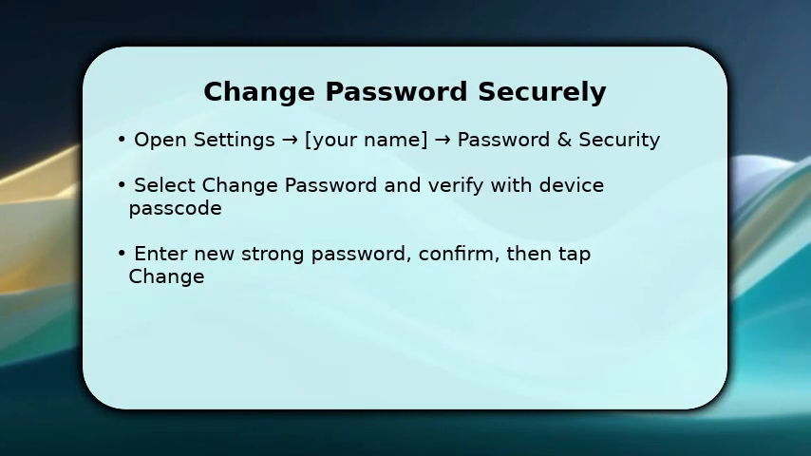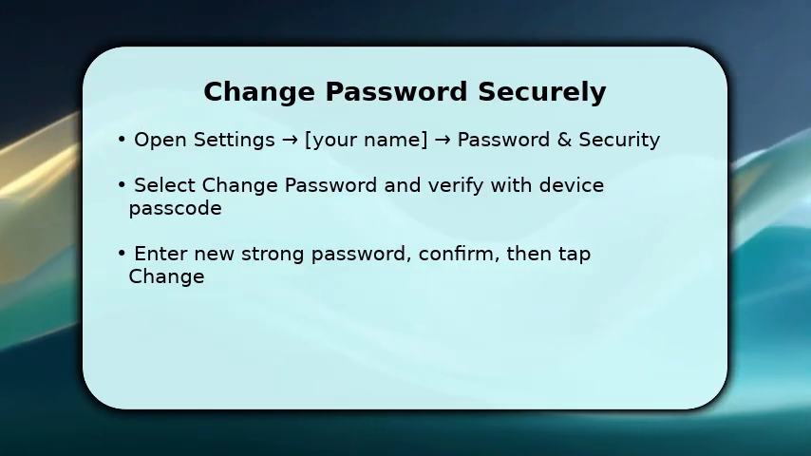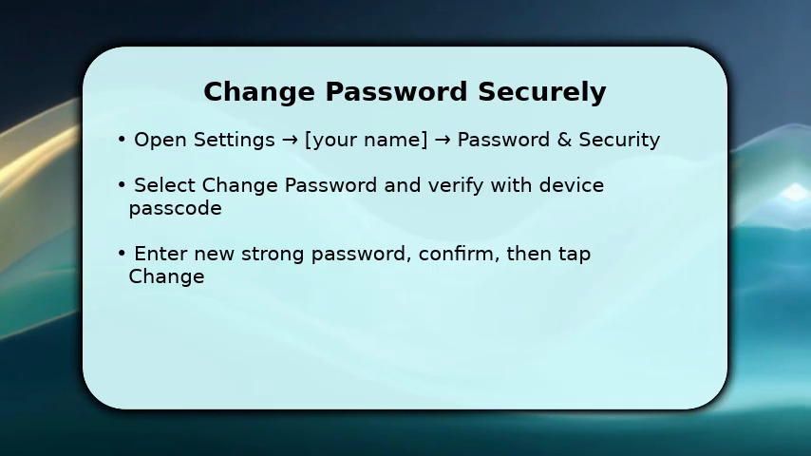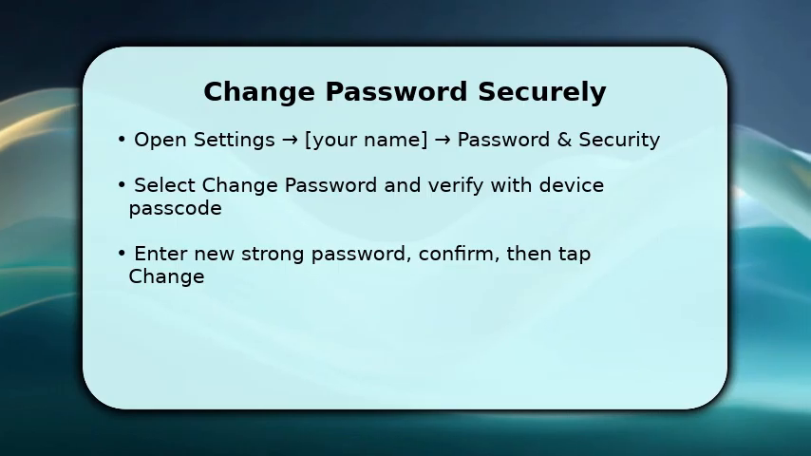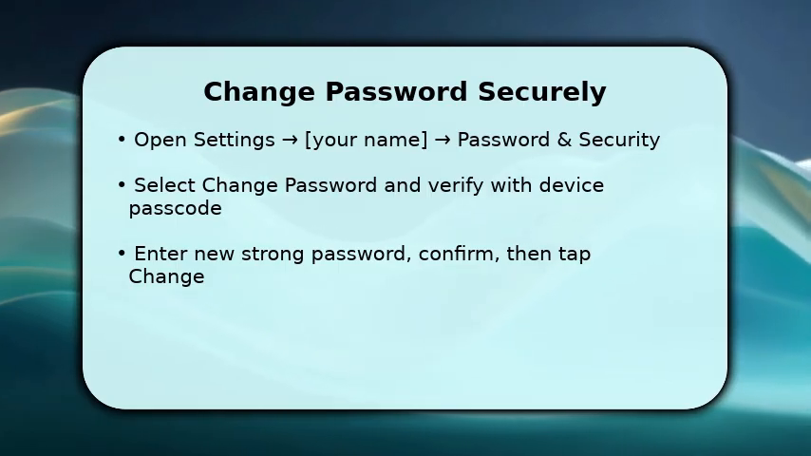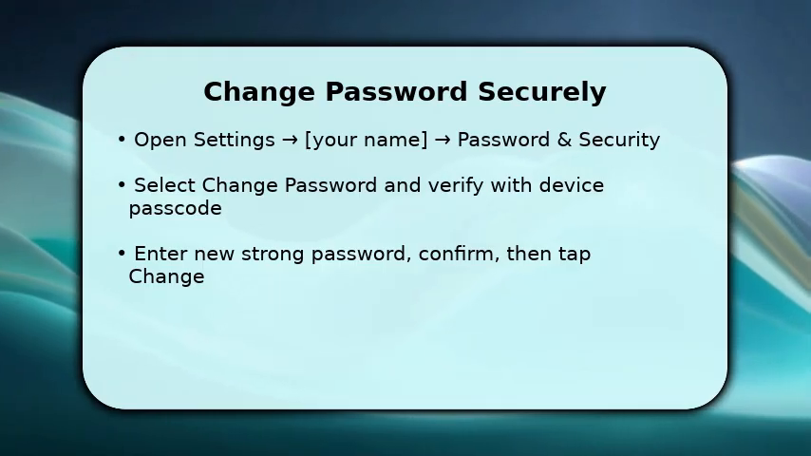In Settings, tap your name, then Password and Security, and choose Change Password. When prompted, enter your device passcode to prove it's you. This is faster than email resets and preserves keychain access. Type a new strong password. Use a phrase with letters, numbers, and symbols, then confirm it.